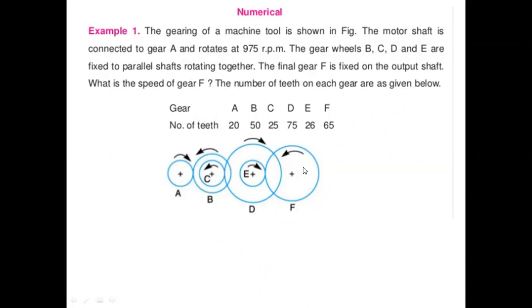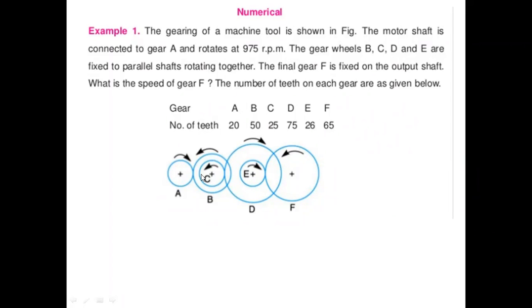What is the speed of gear F, given the number of teeth on each gear as shown below? Here we want to calculate the speed of gear F if the number of teeth on gears A, B, C, D, E, F are given. Gear A consists of 20 teeth, gear B consists of 50 teeth, gear C has 25 teeth, gear D 75 teeth, gear E has 26 teeth, and gear F consists of 65 teeth.